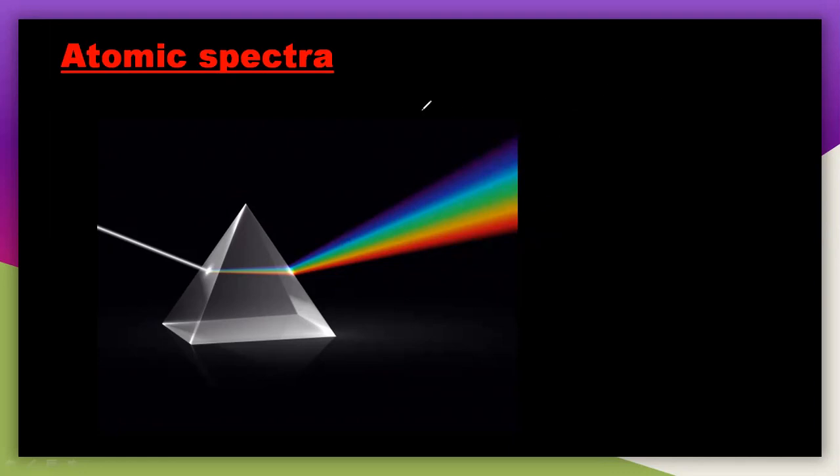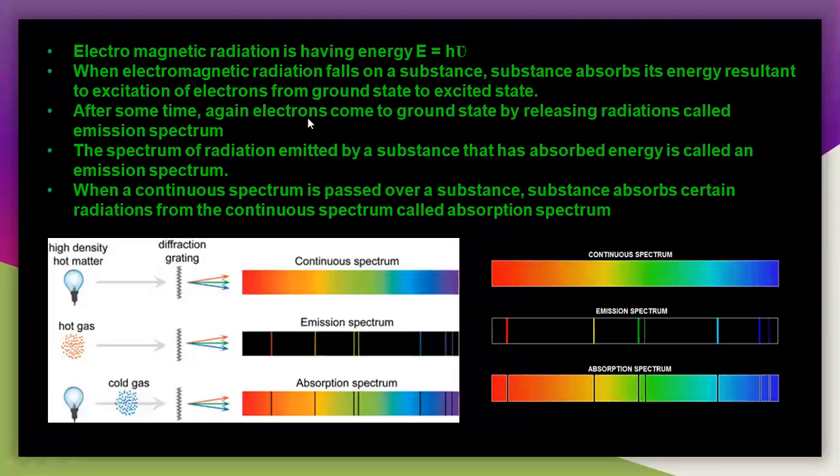Now let us understand this atomic spectra. Actually this is not in your syllabus. Atomic structure and atomic spectra are not in your syllabus. This is completed in your intermediate syllabus. So I don't want to discuss much about the atomic spectra. I will simply tell you the points of this atomic spectra.